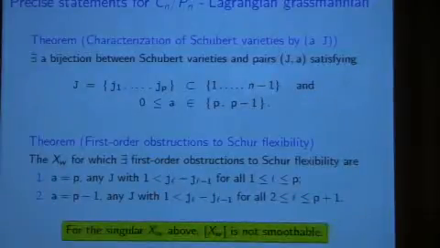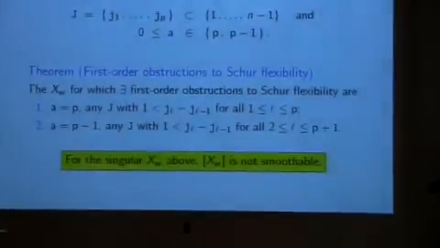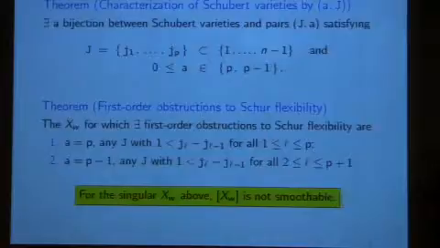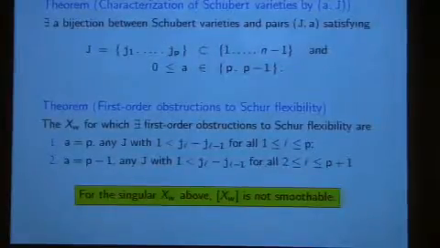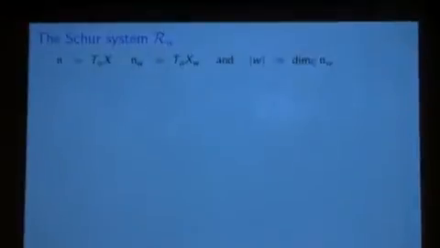Okay. And, right. So just so you haven't forgotten the original question, which was smoothability, these guys are not smoothable. There are first-order obstructions to their being smoothable. The Schubert classes, homology classes.